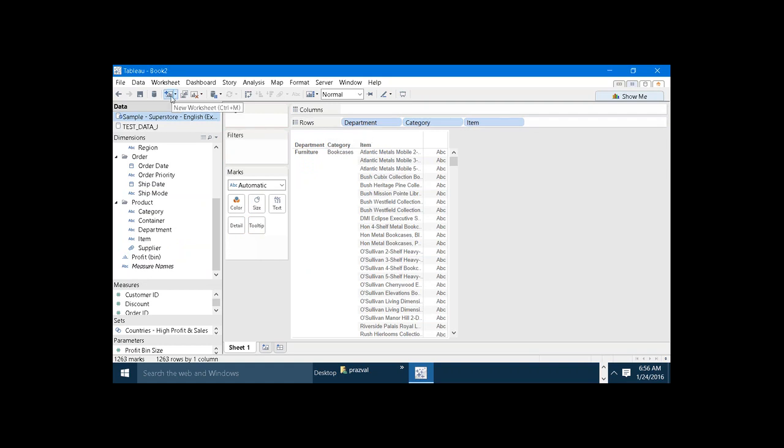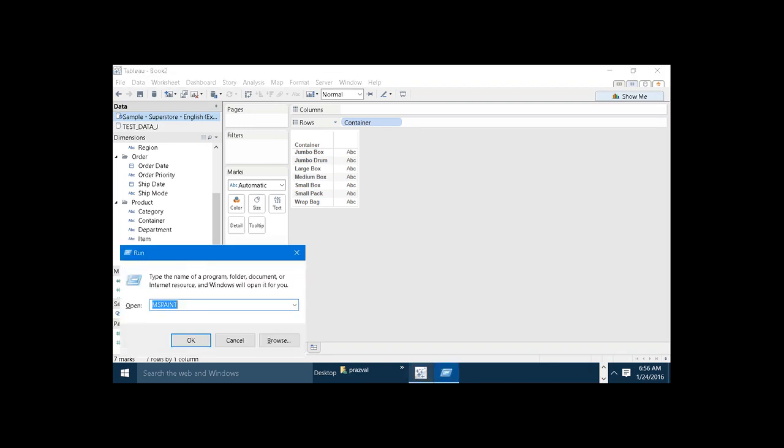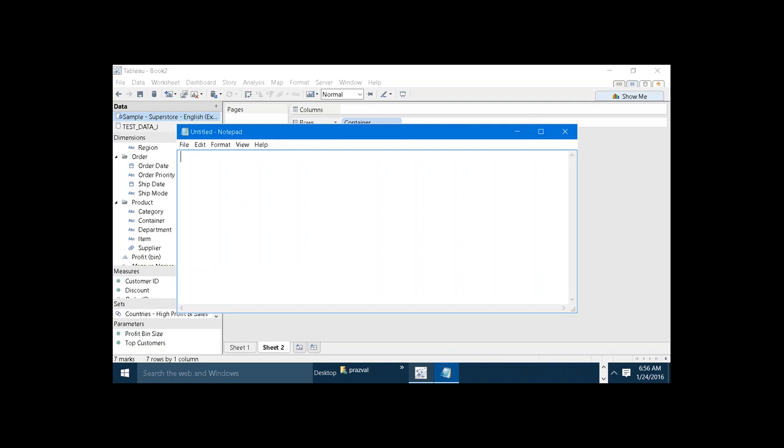And the next type of dimension is container. What about container? In the container here we are seeing the jumbo box, jumbo drum, small pack and bag. Depending on the requirement, we'll choose the container. So the container comes under SCD. In this way, we have to identify the different types of dimensions we have in our data source.